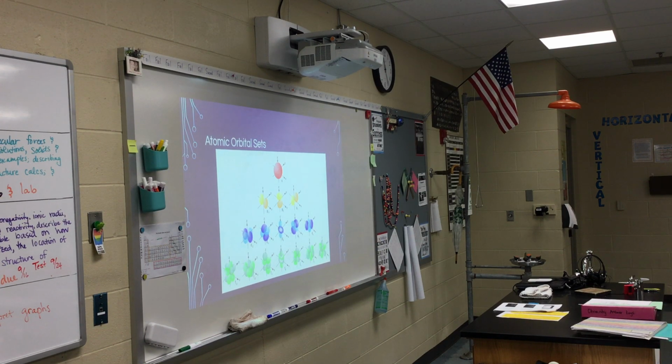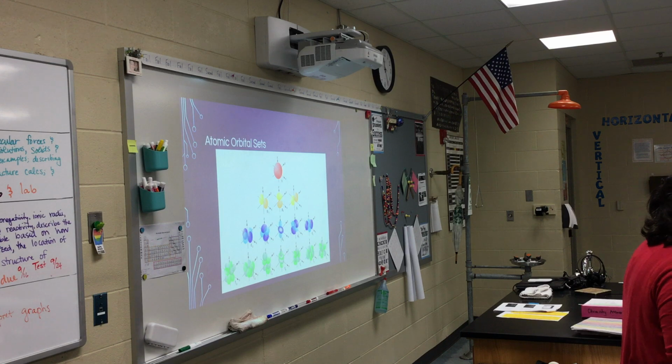So, in the blue, the d orbital set, how many atomic orbitals do we have? 5. 5 atomic orbitals. How many electrons can each atomic orbital hold? 2. And how many total electrons can be in the d orbital set? 10.